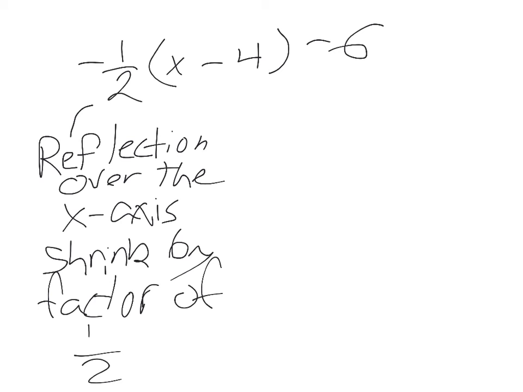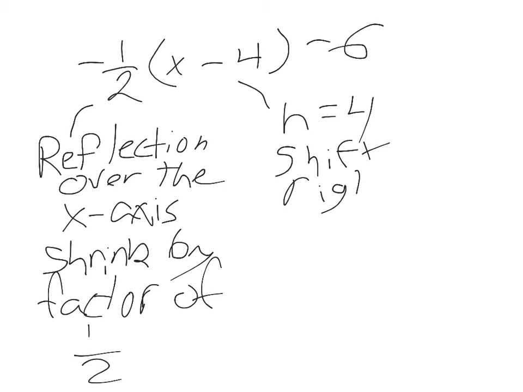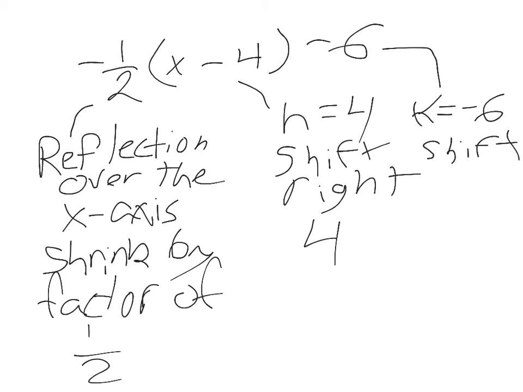1/2. Here, my h, remember since it's x minus h, I have 4, so I have a shift right 4. And then here, k equals -6. And so I have a shift down 6. And so that's how I would identify the transformations in this specific function.